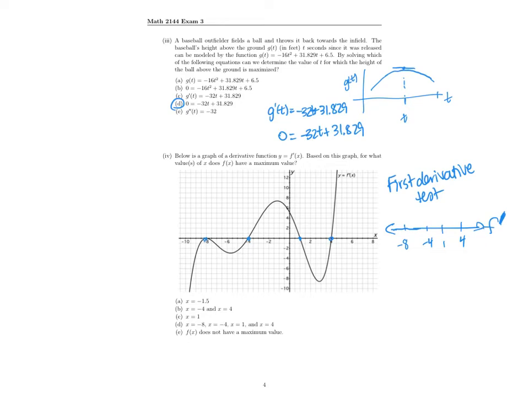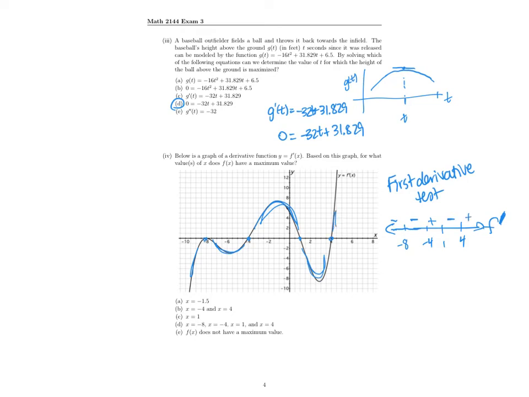So when we are to the left of -8, my function is below the x-axis down here, so it's negative. Between -8 and -4, my function is still below the x-axis, so we have negative values of my derivative. Between -4 and 1, I have positive y values. Between 1 and 4, I have negative y values. And after 4, I have positive.